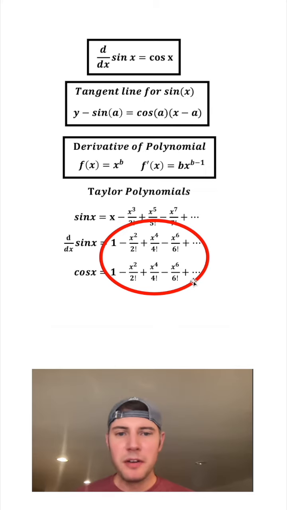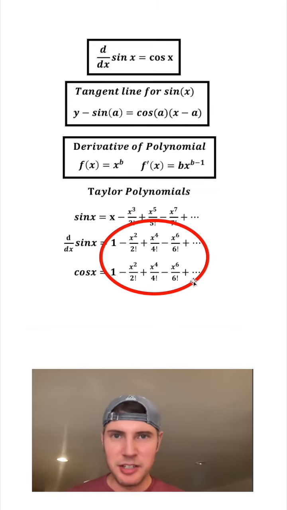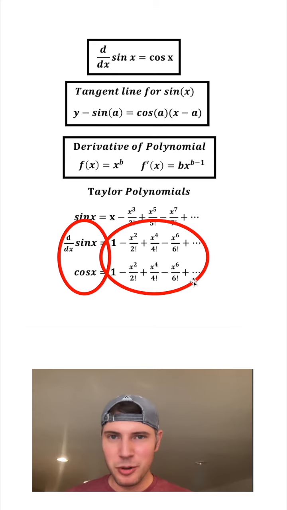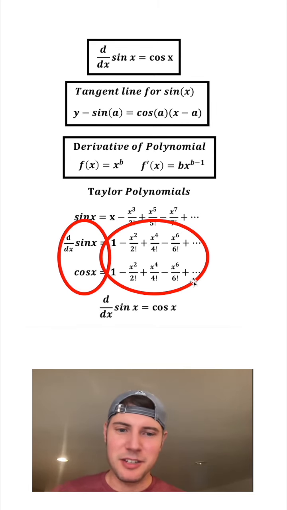Check this out. The derivative of the Taylor polynomial for sine is equal to the Taylor polynomial for cosine. That means that these two are going to be equal. And so we know the derivative of sine x is equal to cosine x.